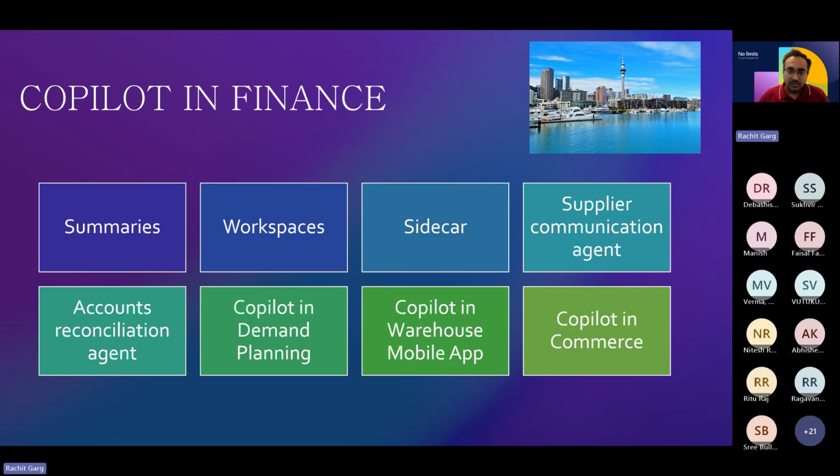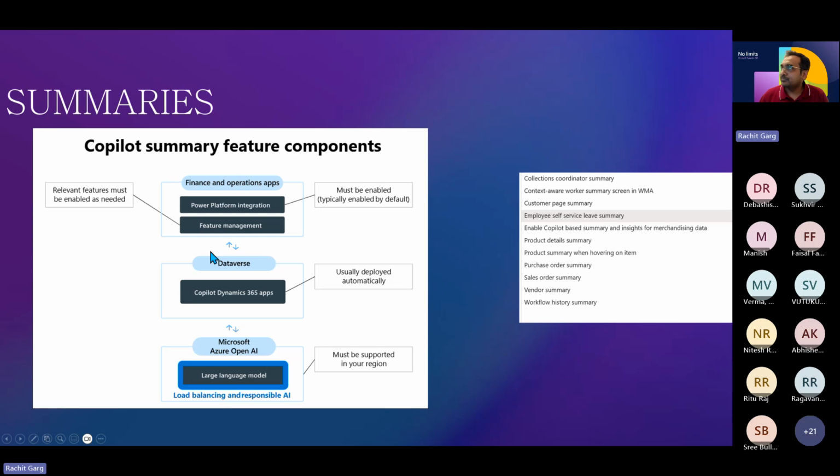A bit of a high level architecture of how the summary feature works. So what happens is everything is layered through Dataverse. So from finance and operations, data is passed to Dataverse, and from Dataverse, it calls Azure OpenAI.